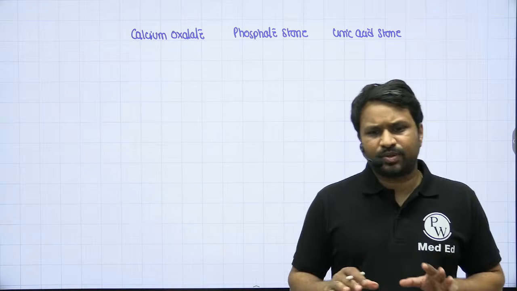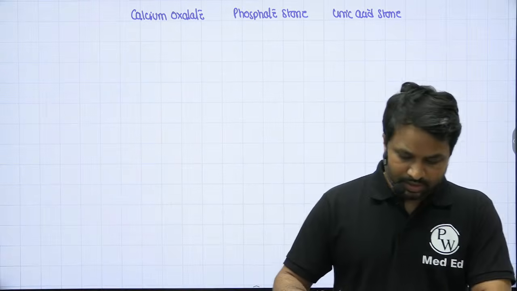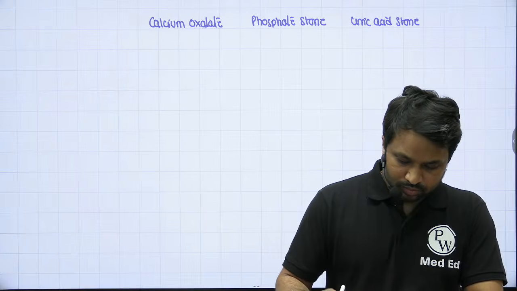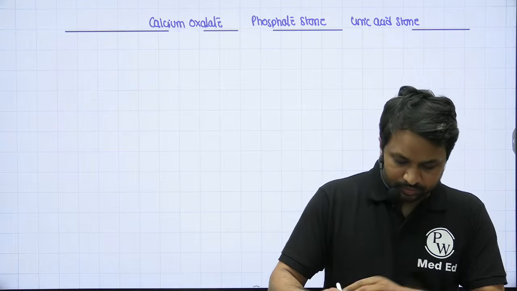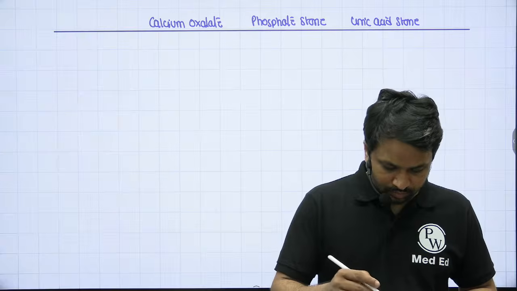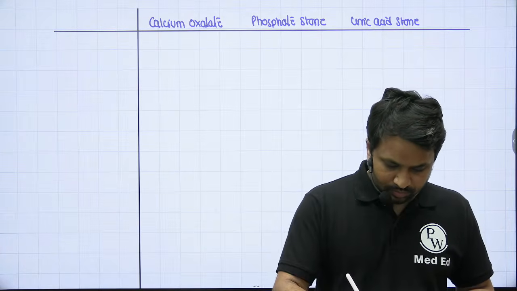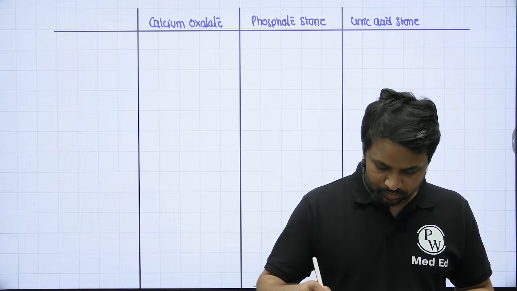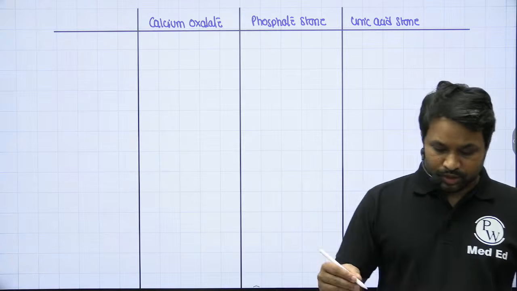So we'll talk about 3 major ones. The other ones are also there, like cysteine and all that. But we'll talk about calcium oxalate stones, phosphate stones, and uric acid stones. They are the common stones that you will come across. Now when you draw the table, just make sure you present it well. So what are the data that I'm going to include in this table? So you talk about each one of them.